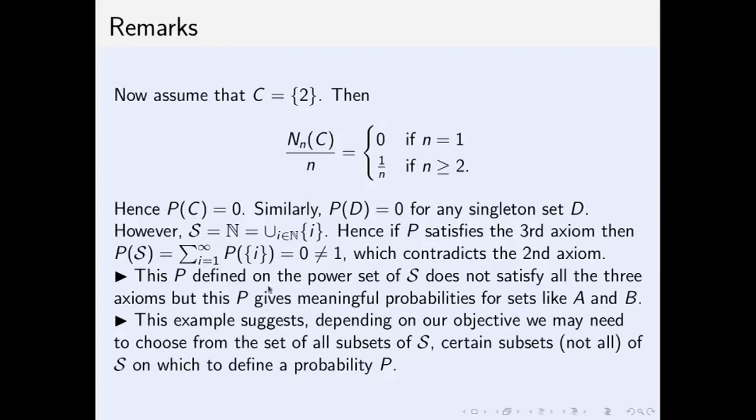Now, let us talk about a singleton set. For example, C equals {2}. For C equals {2}, it is very easy to see that P_n of C turns out to be 0 if n equals 1, and it turns out to be 1 by n if n is greater than or equal to 2, because when n is greater than or equal to 2, then 2 occurs only once. So N_C turns out to be 1, divided by n. So naturally, when I take the limit, it turns out to be 0. Note that it is not only about 2. Whatever singleton set I take, whatever value I take, before that value it will be 0, and from that value onwards, it will turn out to be 1 by n. And the limit will be 0.